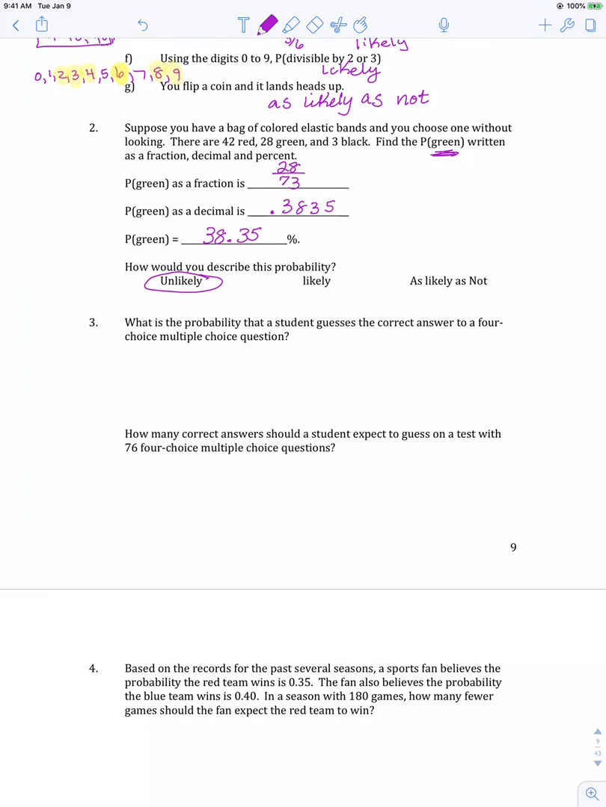Number 3, what is the probability that a student guesses the correct answer to a 4-choice multiple choice? Well, if you think of a multiple choice, you have a 1 out of 4 chance of just guessing at random and getting it correct. So this is right, and this is the total. Now we're going to use this 1 out of 4 to find, what if I have 76 total questions? Well, 76 would go down on the bottom, x would come here, and we would cross multiply because it says how many, and we would solve here by dividing by 4, and you would get 19.